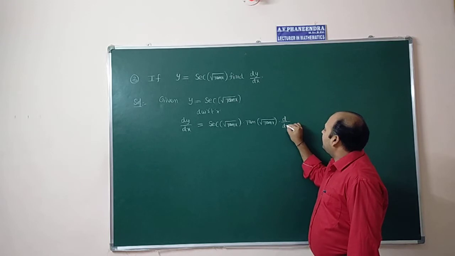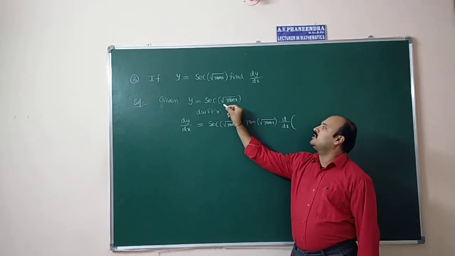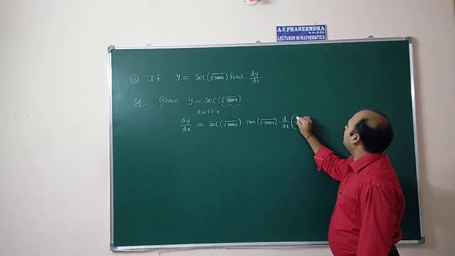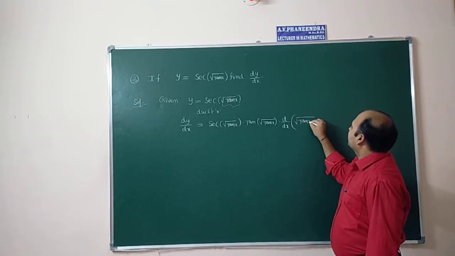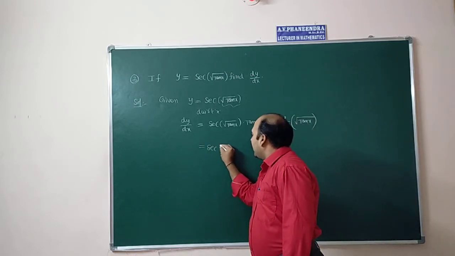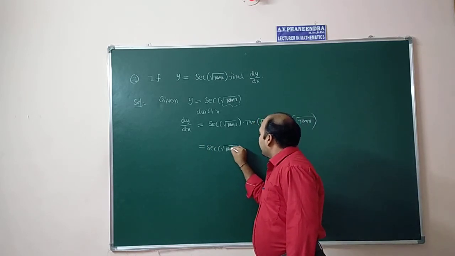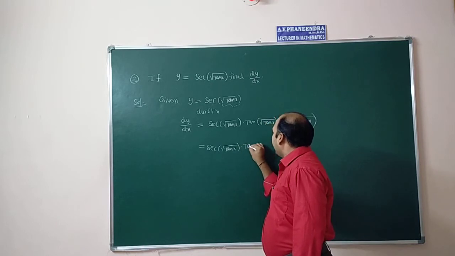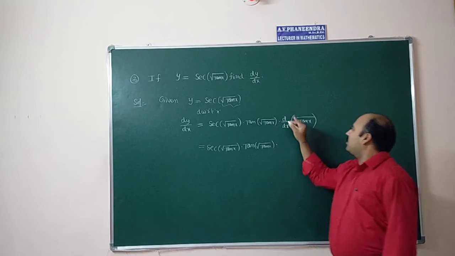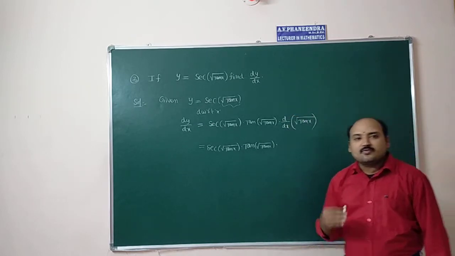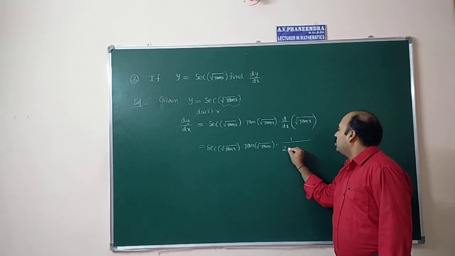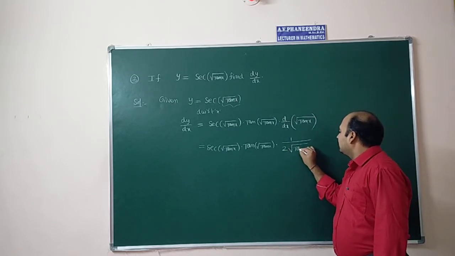by dx of which function is involving in this? Root of tan x involved. So d by dx of root tan x, which is equal to secant of root tan x into tan of root tan x. It is in the form of d by dx of root x. D by dx of root x is 1 by 2 root x. So 1 by 2 root tan x.